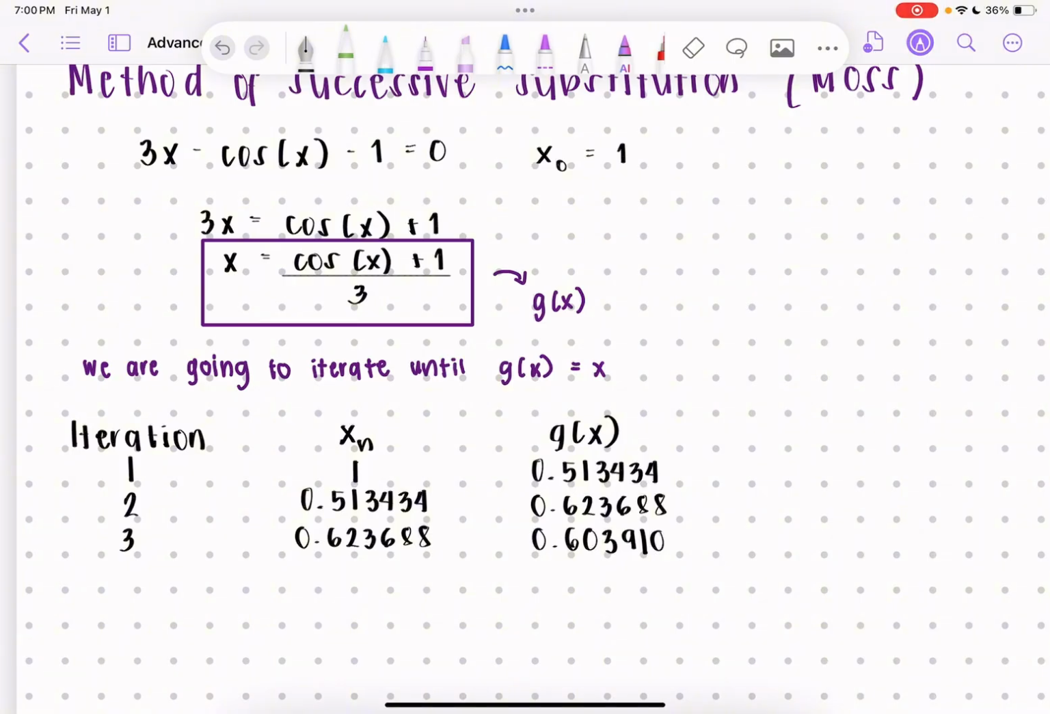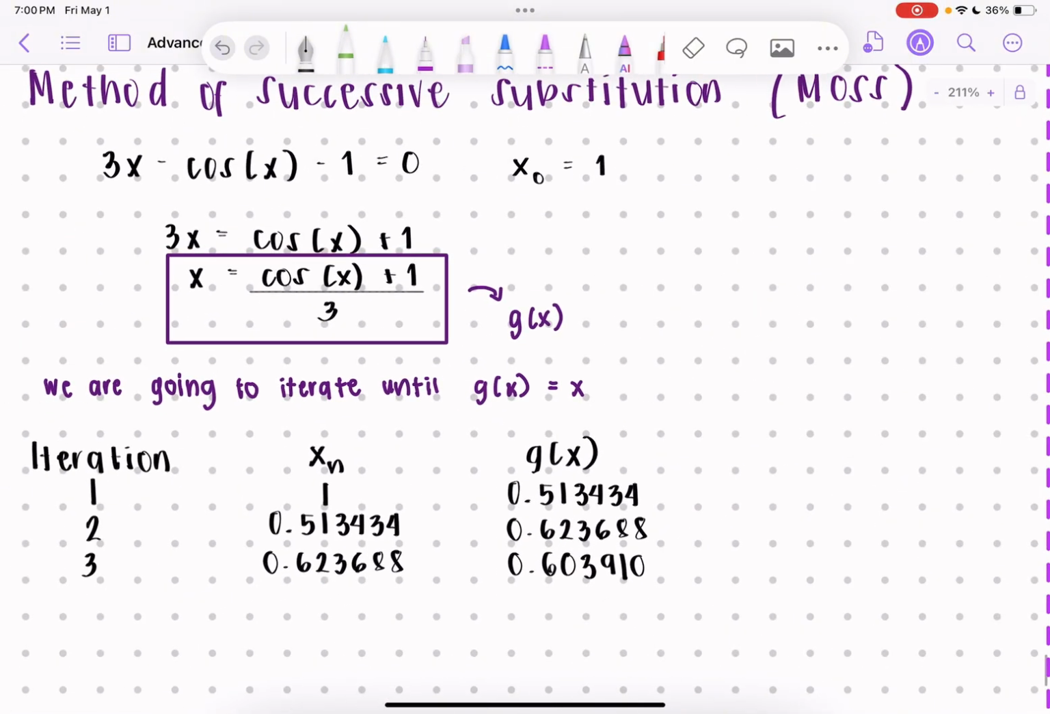So that would be x equals cosine of 1 plus 1 whole over 3. And that would give us 0.513434. The next thing you're going to do is the g of x, the one that we solved right here, will be our new value for x sub n. And then plug this value again to this equation, and that will be your new g of x.